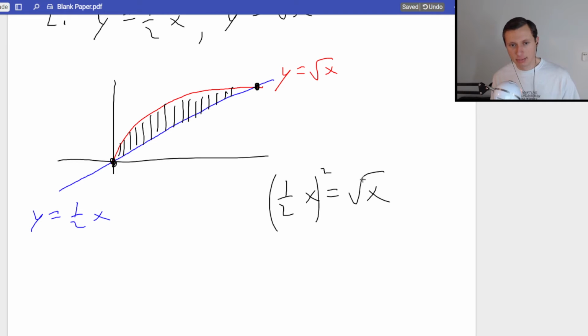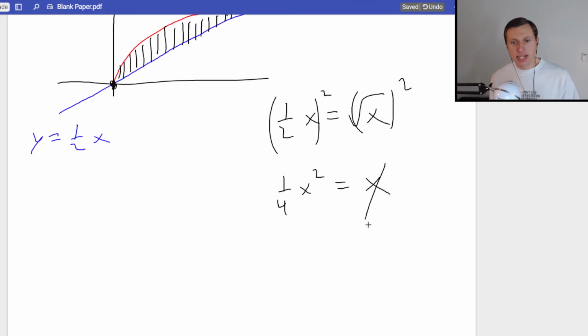To solve this one, the first step is actually square both sides. It's not fun, but we have to do it. Square both sides. On the left, you get 1/4 x squared. On the right, square root of x squared, you actually just get x. Very cool. Now these x's cancel, right? No, do not cancel out the x's. What happens if you cancel out an x? You lose a solution. Don't cancel out x's. You need to subtract x from both sides. 1/4 x squared minus x equals 0.